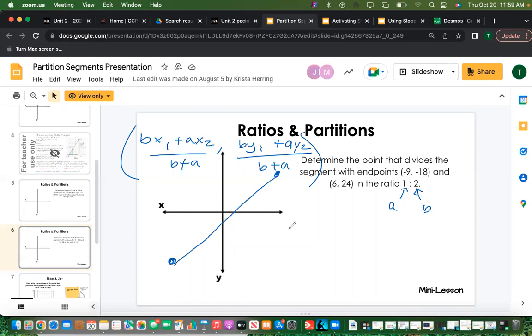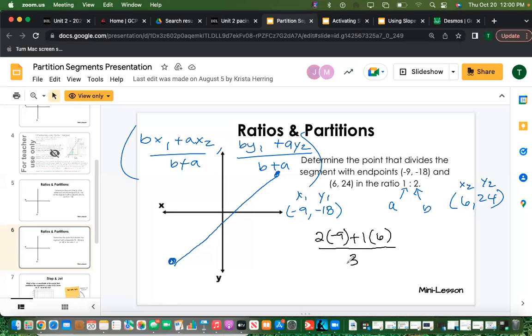So let's go ahead and label what we got. We've got -9 comma -18. That's going to be our x sub 1, y sub 1. Our 6 comma 24 is going to be our x sub 2, y sub 2. We're going to take all of these numbers and plug them into this. So this is going to be 2 times -9 plus 1 times 6 over a plus b, which is going to give me 3.